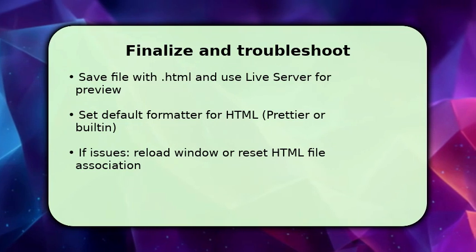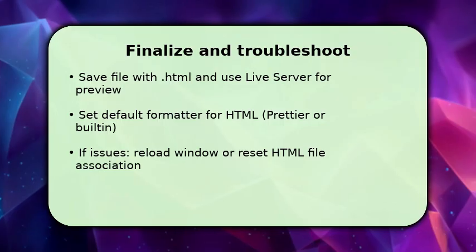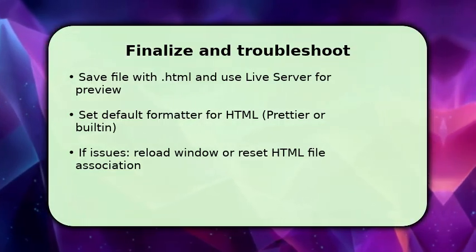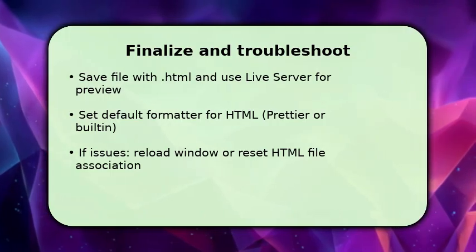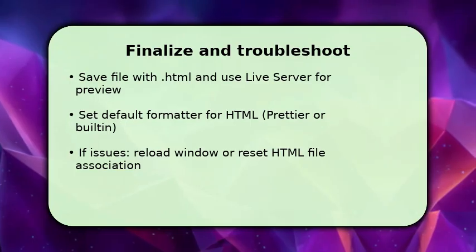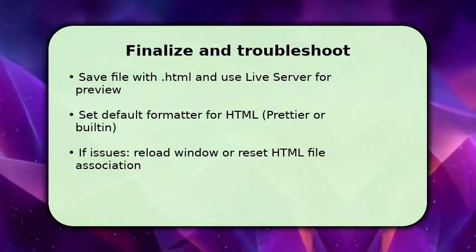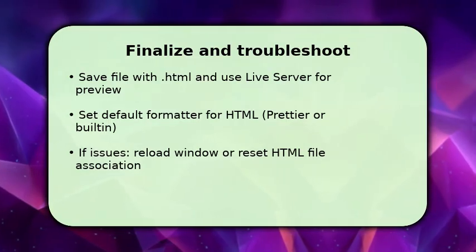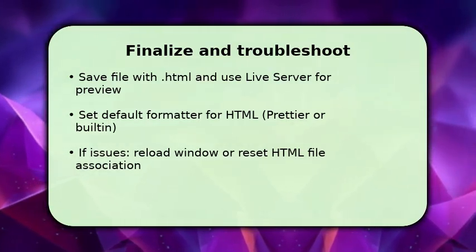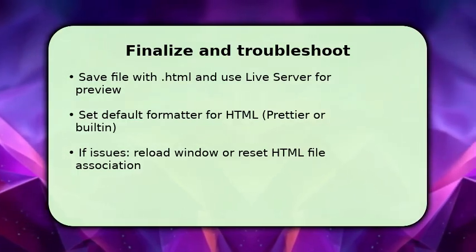Finally, save your file with the .html extension and use Live Server or the built-in preview to verify rendering. Configure a formatter, Prettier or the built-in HTML formatter, so your code stays tidy on save. Make sure Emmet expands correctly and that IntelliSense suggests tags. If something breaks, reload the window, check file associations in settings, and disable conflicting extensions. This usually resolves recognition or formatting conflicts quickly.